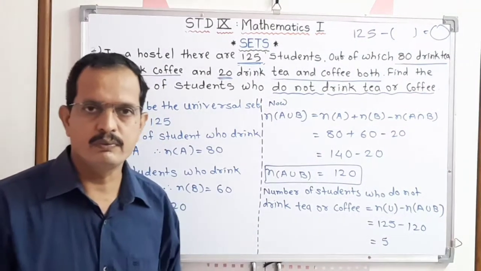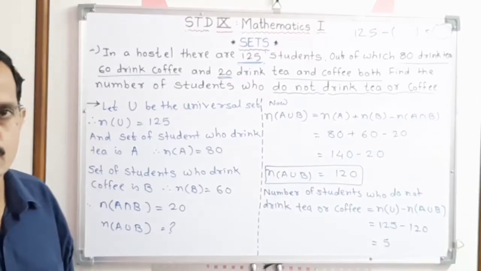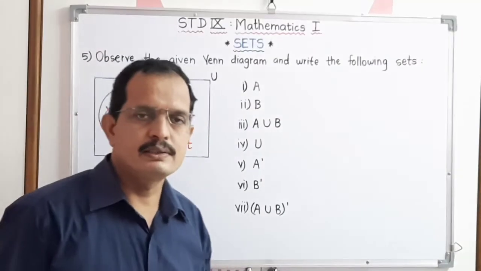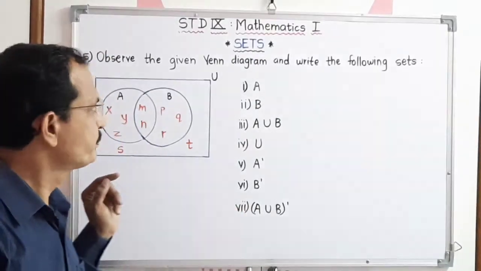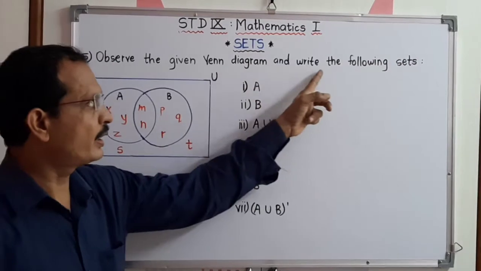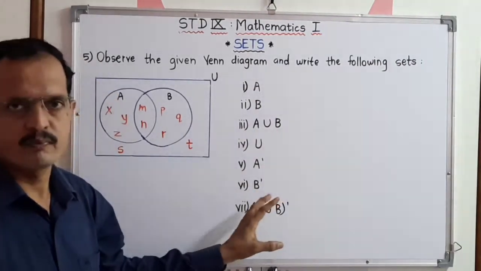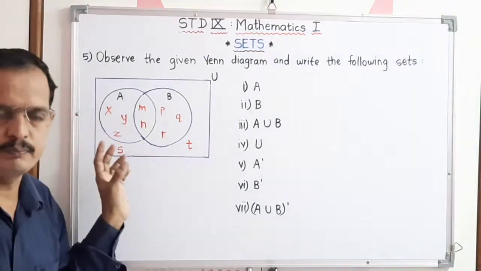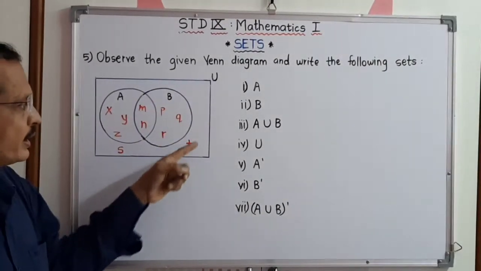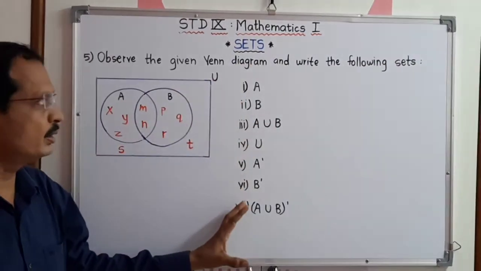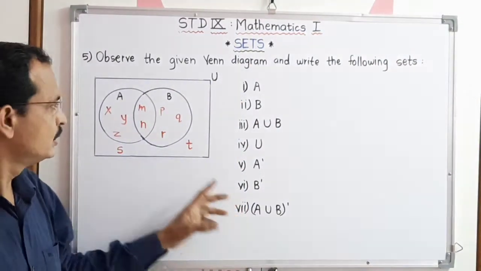I think everyone understood this. Now we have to solve the next sum. Let's see question number 5. Observe the given Venn diagram and write the following sets. We have to observe the given Venn diagram. First of all, see the Venn diagram, and from that Venn diagram we have to write the sets.